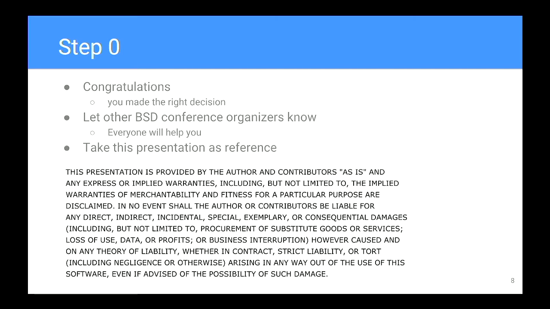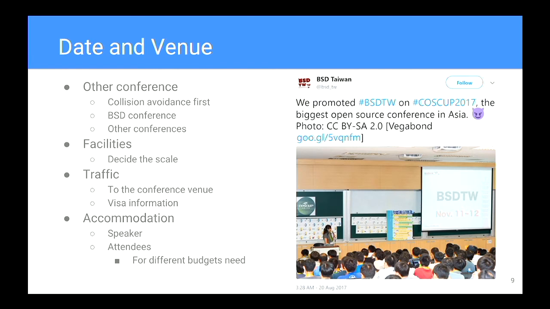All right, so after you have this done, the first two things you need to decide are the date and the venue. Yeah. Just like what we learned from AO2.11, we need to do collision avoidance. Because there are so many conferences being held at the same time right now, that's why I said we should let other BSD conference organizers know, because you need to give some space between conferences, and even in your hometown, you need to check if there are any other big conferences about BSD or about other computer science topics.